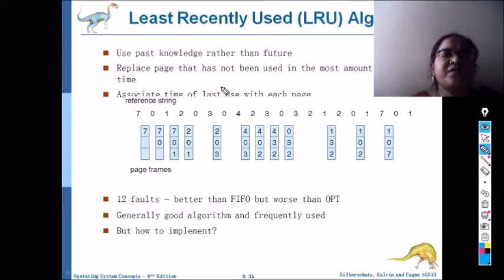In the future case, if we are just replacing, we can't judge the future. So here we are replacing a page which has not been used for the longest amount of time. We think that if it was not used for a long duration of time, it will not be used even in the future. Thinking that, we are taking this.